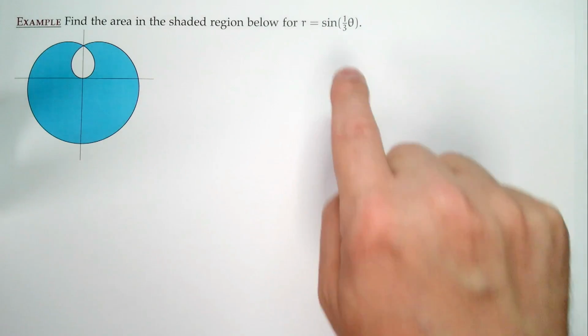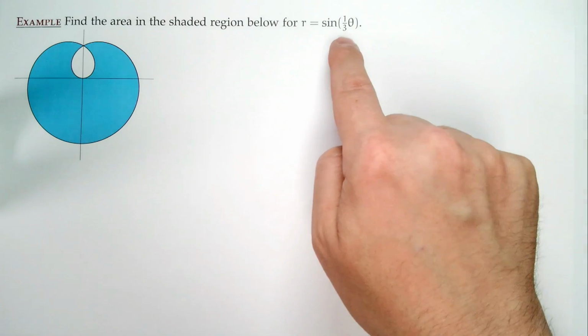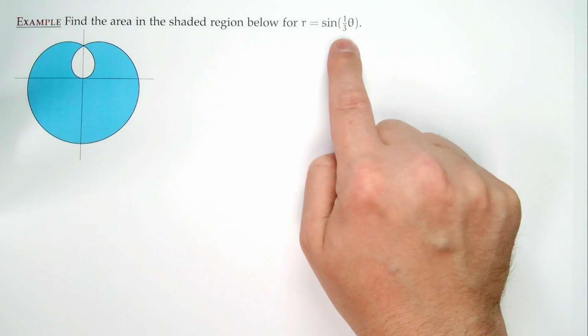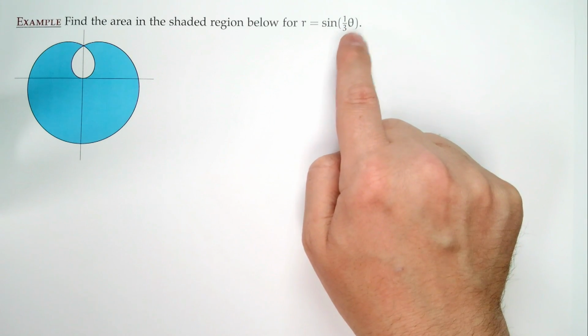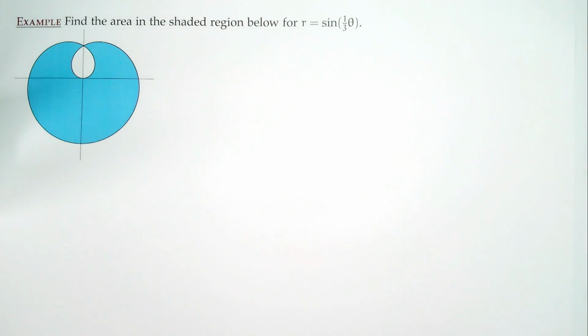Now this is kind of interesting. See that sine of 1/3 theta? That means you have to go around, not from 0 to 2 pi. 0 to 2 pi is not enough. You got to go around multiple times. That 1/3 kind of throws it off.